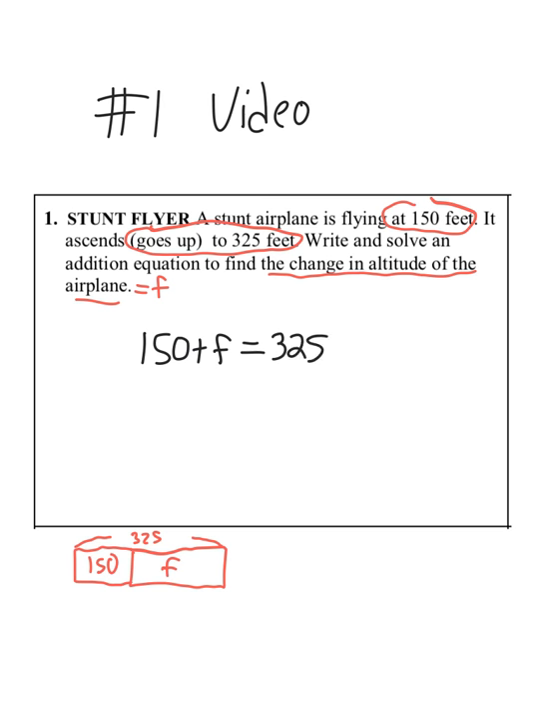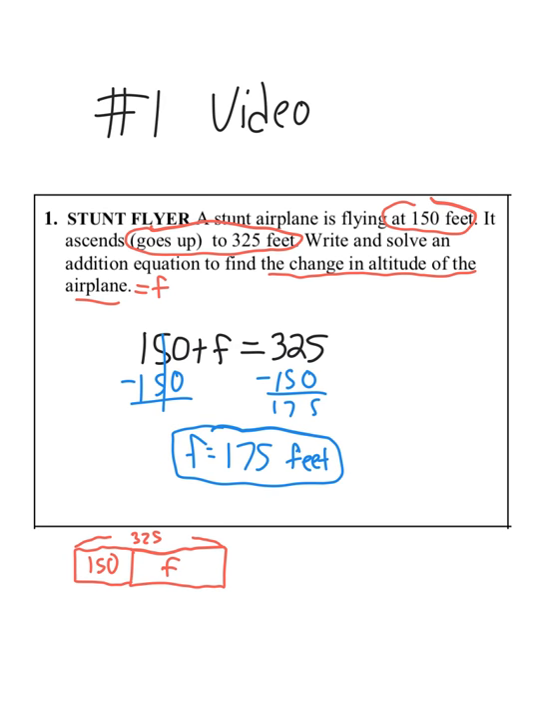Okay, now I'm going to solve it. I subtract 150 from each side. Cancel, and I get F is, and that's 175 feet. So it changed, it went up 175 feet. All right, that's number 1.